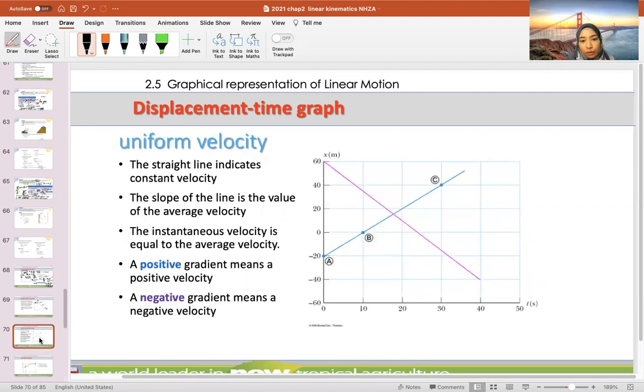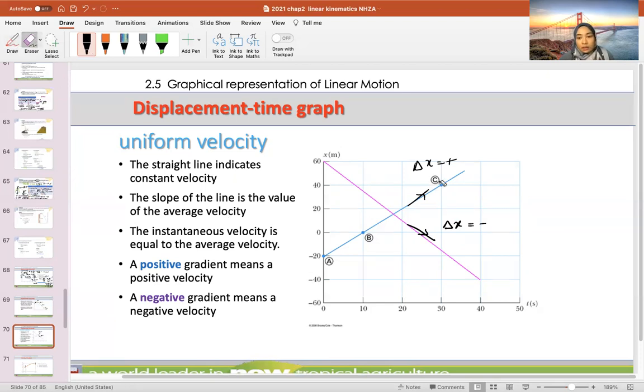And then what if we have a graph that looks like this? This is our displacement time graph juga. But now, our displacement is a straight line, either ke atas ataupun ke bawah. In this case, the displacement is increasing. And in this case, the displacement is decreasing. So this is the change in X is negative. The change in X is positive. The slope of the line is the value of the average velocity.